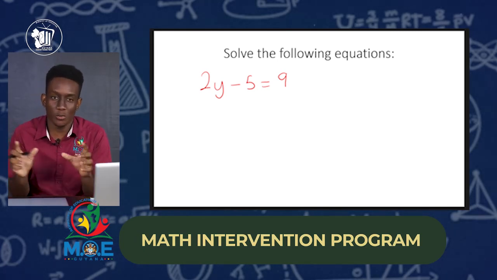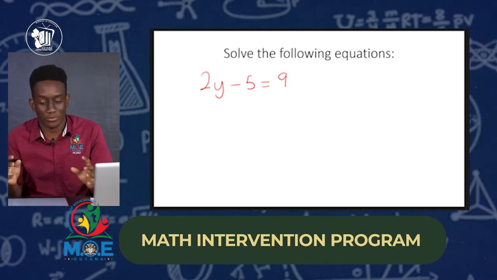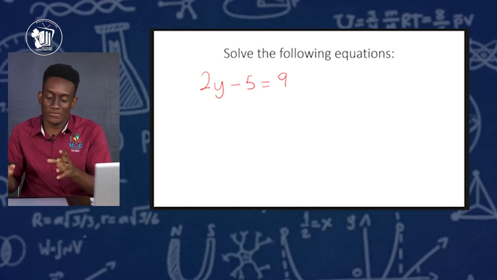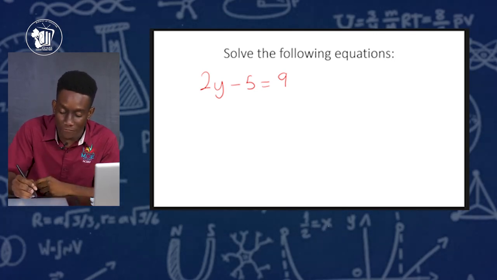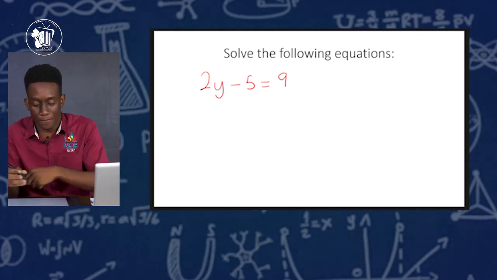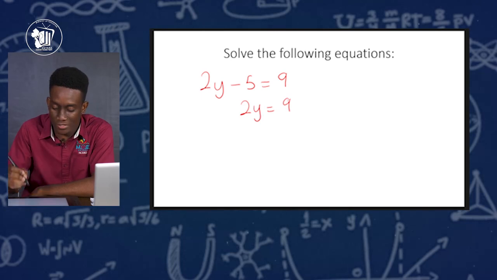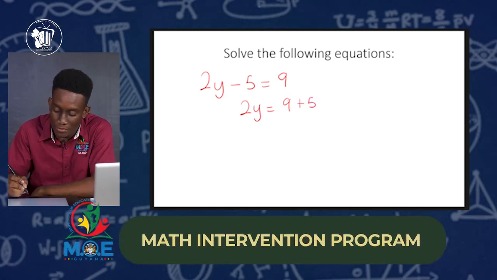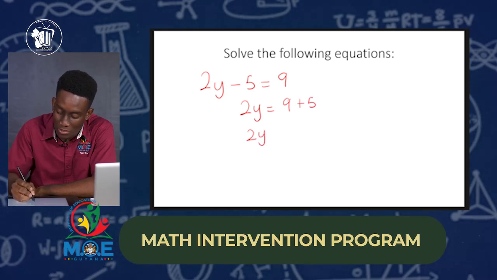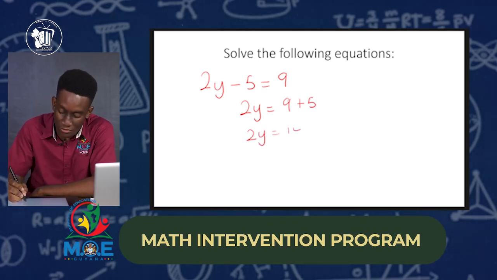So the first thing you want to do is take over the thing that is either adding or subtracting. In this case, we have 2y minus 5 is equal to 9. So the first thing you want to do is take over this 5. And the 5 is subtracting. So when we take the 5 over, we'll have 2y is equal to 9, and the opposite of subtraction will be addition. So 2y will be equal to 9 plus 5. And 9 plus 5 would give us 14.